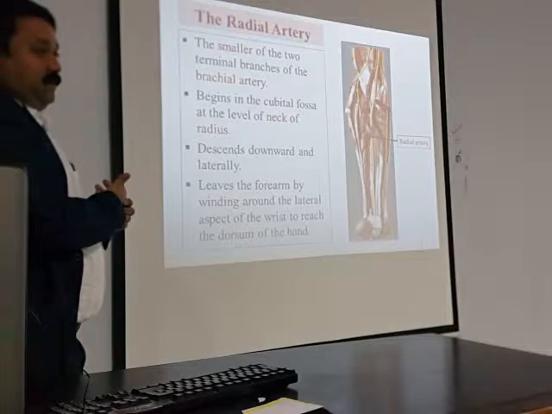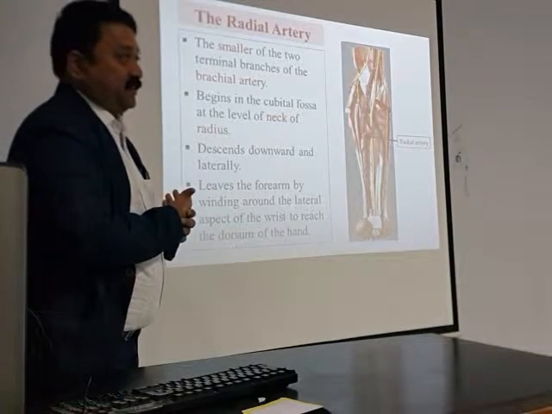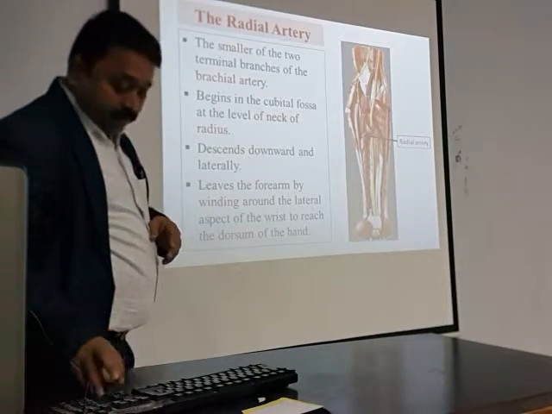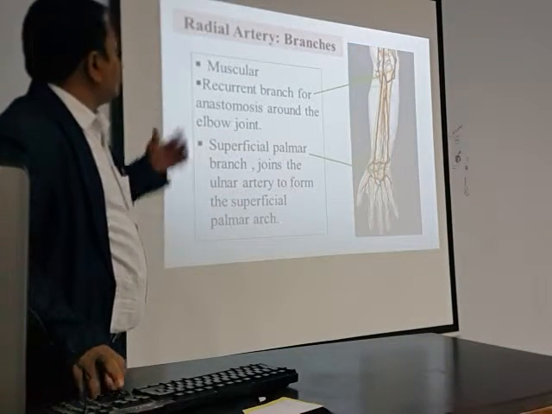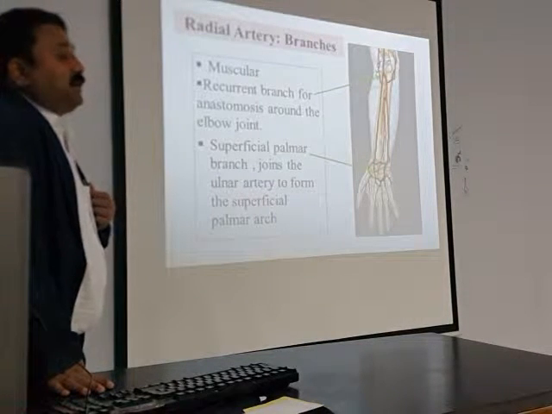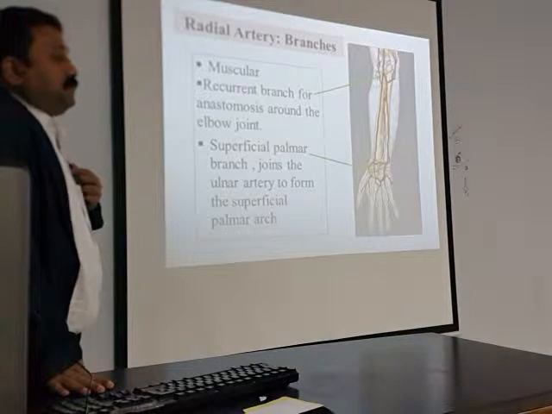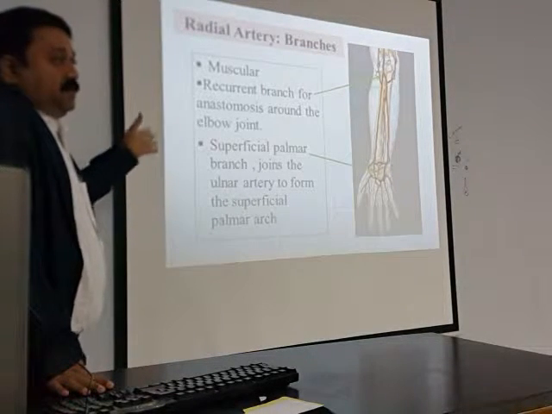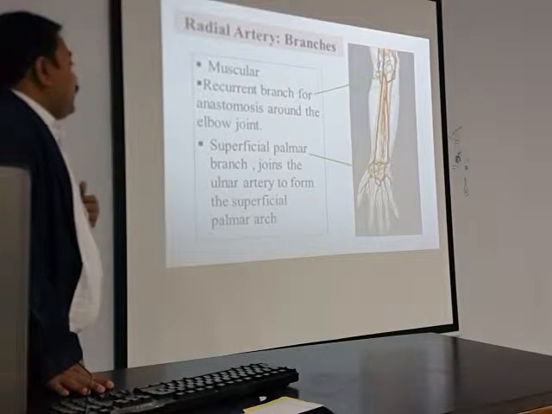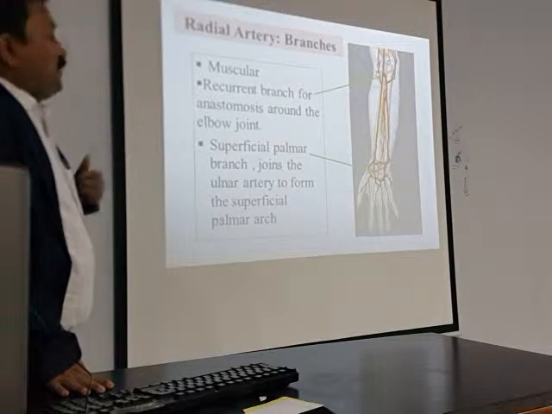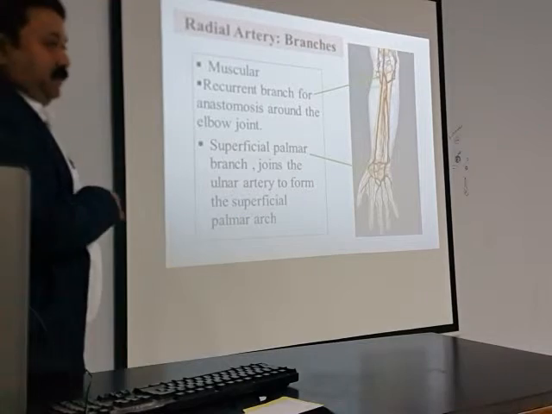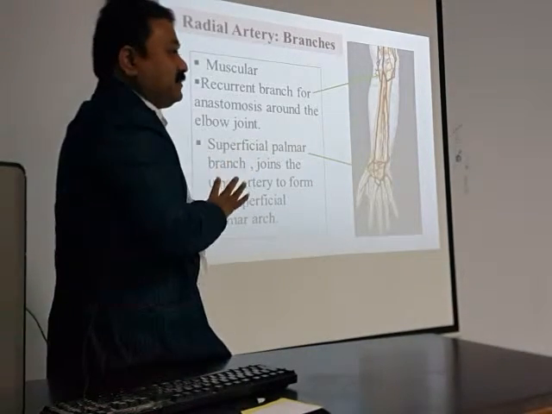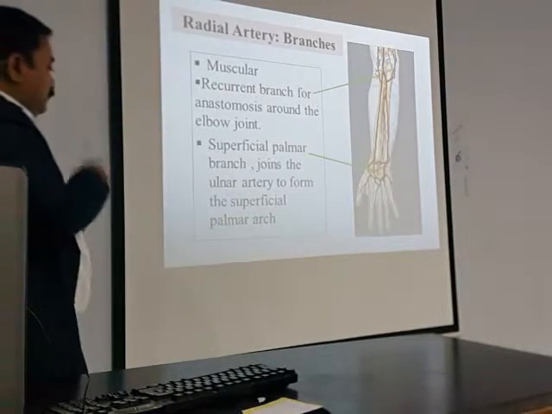And it forms the deep palmar arch. It continues as a deep palmar arch and completes the superficial one. Next are the branches of the radial artery. It gives rise to muscular branches, a recurrent branch to anastomose around the elbow joint, and a superficial palmar branch, which anastomoses with the superficial palmar arch of the ulnar artery.